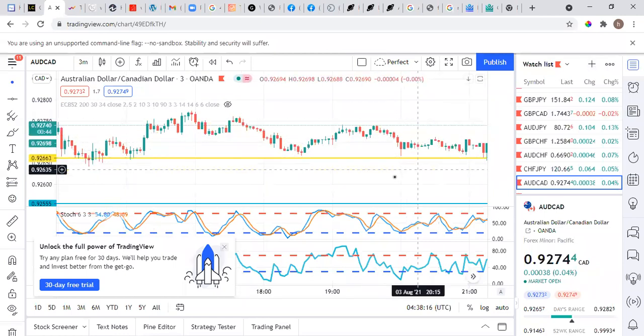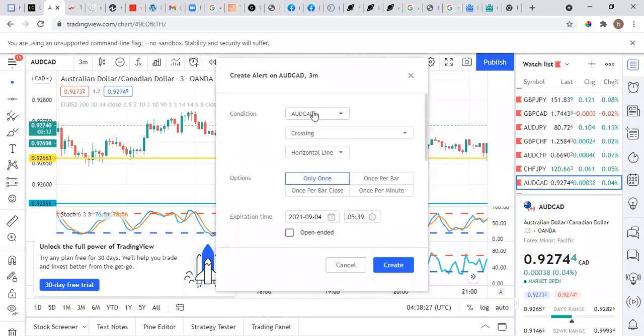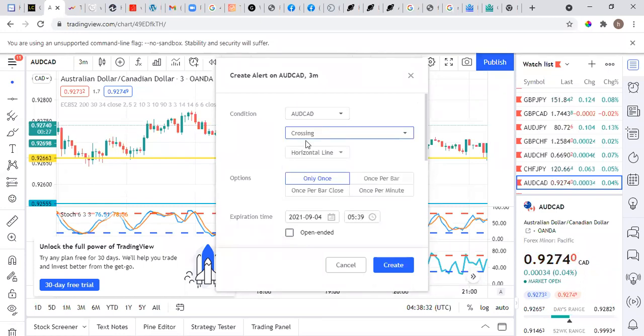Just click the line. The line is telling you a price area. Click that line, you see the option, click alarm. There's an alarm symbol. Then you can choose the option crossing, or crossing down. You can choose once, once per bar close, or once per minute. You can pick any of the options you want. Let me just leave it at once, or you can do once per minute. If it touches it again, give me a notification.